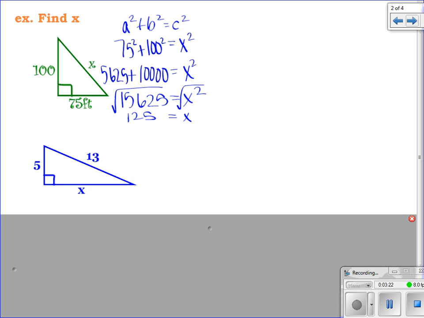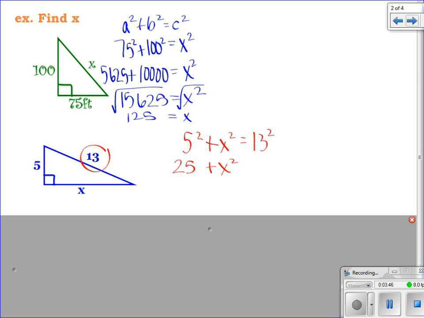Let's try this one. Which one is c squared on this one? Yes, this is your c. So we've got 5 squared, x squared, and 13 squared. This one we could probably do without calculators. So we've got 25, 169. What would we do here? We're trying to solve for x, so we're going to want to move this. This is 144. So if we square root both sides, what do we get? We get 12.